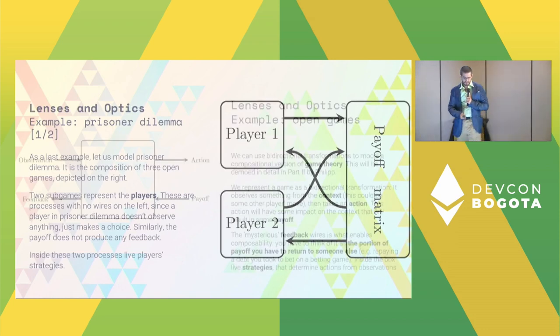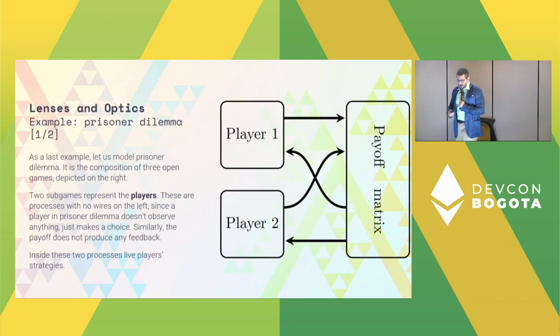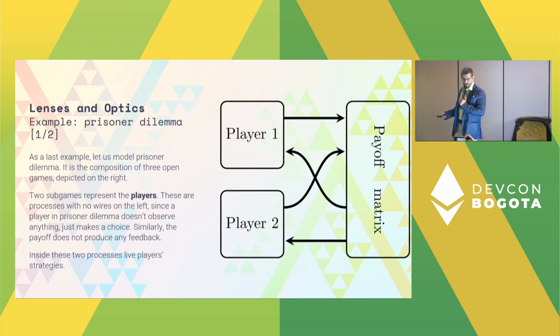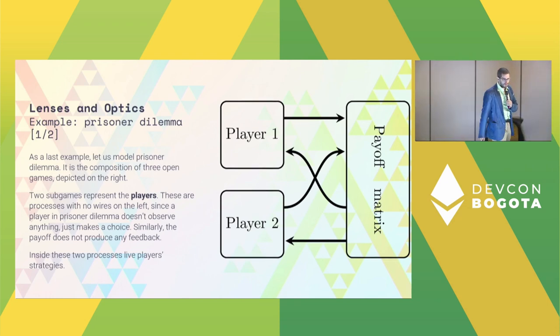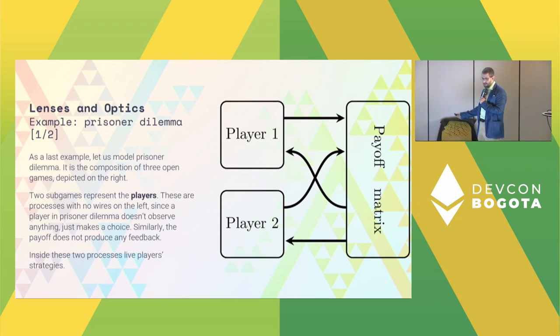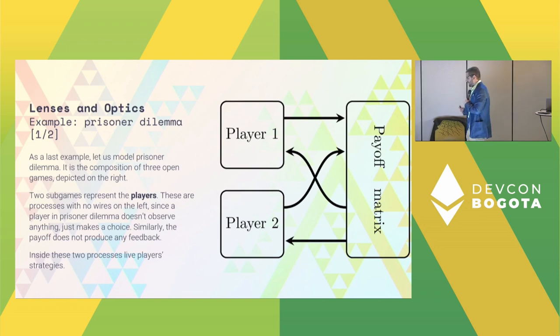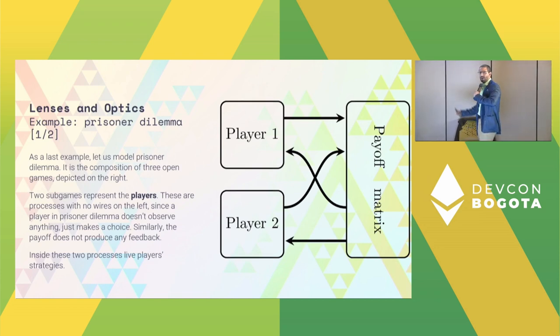In this system of compositional game theory, we can recover traditional games as a composition of processes. So this, for instance, is the prisoner's dilemma, a game most of you are familiar with. Normally we see it as a payoff matrix: if player A does this, then this is what happens; if player B does that, and so on.